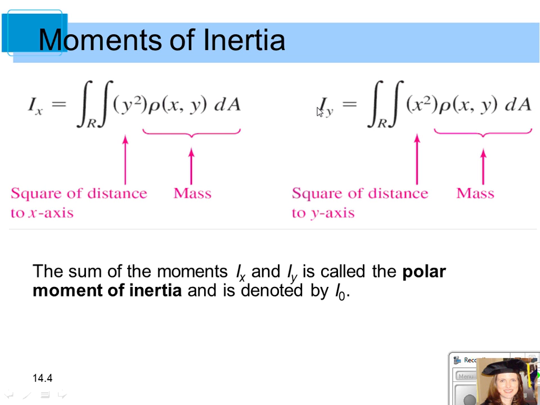And we can also look at the moment of inertia with respect to the y-axis, and that's a double integral over a region where the distance from the y-axis is x, and we square that and multiply by the mass, which is our density times area. The sum of the moments I sub x and I sub y is called the polar moment of inertia, and it's denoted by I sub O.